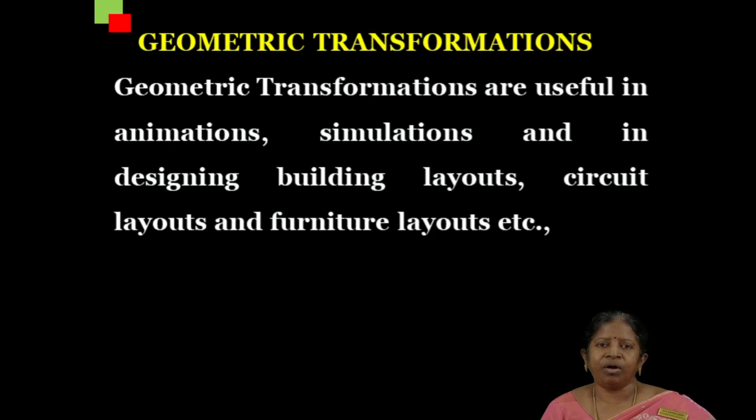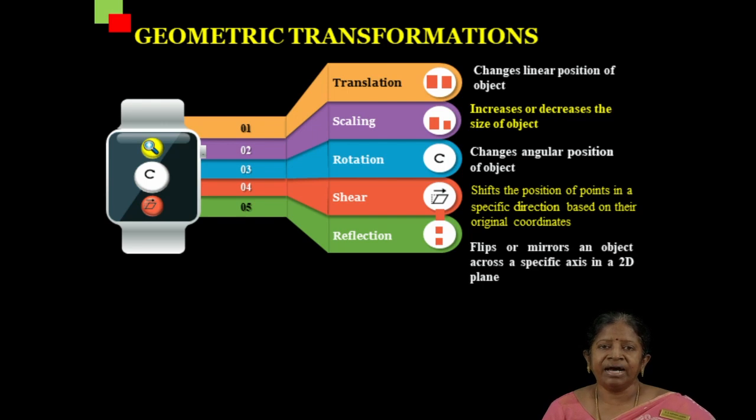Let us see what are the different transformations available. We have three basic transformations: translation, scaling, rotation, and other transformations available are shear and reflection. Translation changes the linear position of the object. Scaling will change the size of the object. You can increase or decrease the size using scaling.